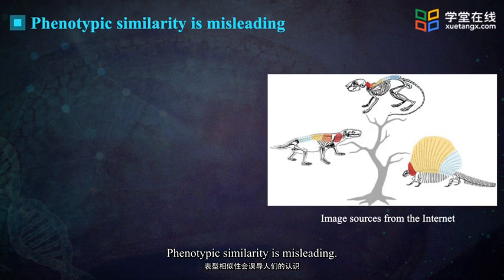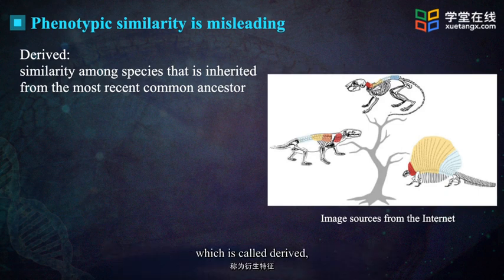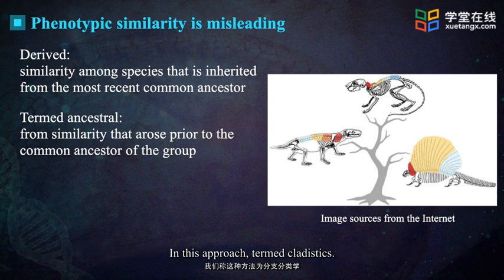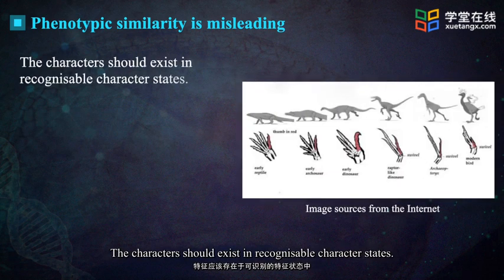Phenotypic similarity is misleading. Rather, systematists distinguish similarity among species that is inherited from the most recent common ancestor, which is called derived, from similarity that arose prior to the common ancestor of the group, which is termed ancestral. In this approach, termed cladistics, data on several characters for all the species in the analysis are gathered. The characters should exist in recognizable character states.